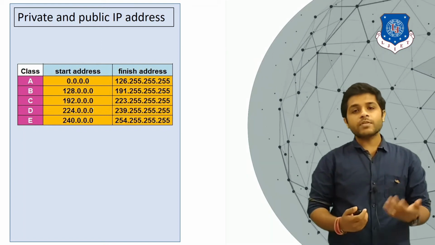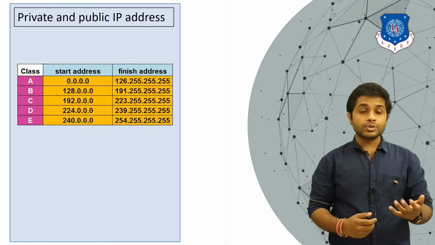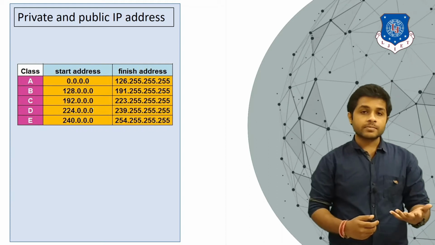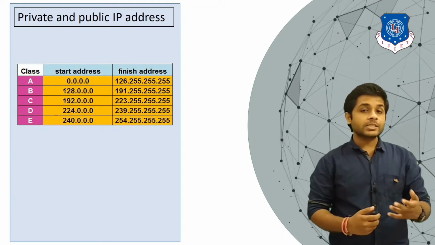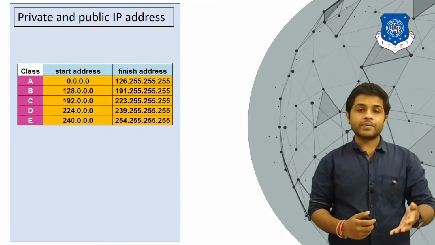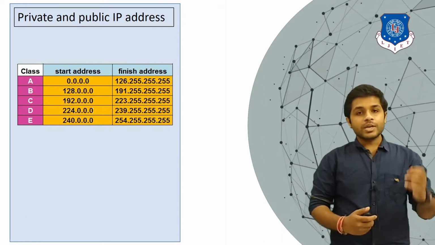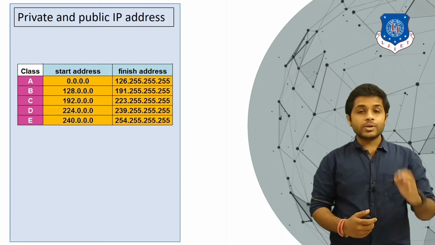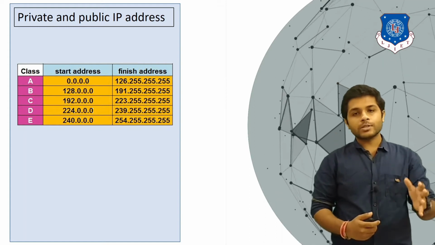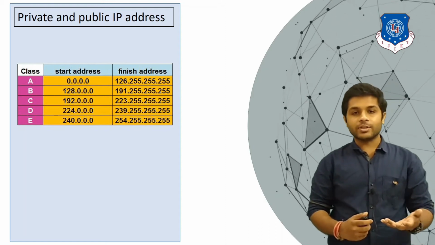Now, what is the meaning of public and private IP address? Public IP addresses are those using which you can access the internet. You can communicate over the internet. When you purchase a plan from your internet service provider, they assign you one public IP address so that you can communicate over the internet. If you have a private IP address, your device cannot communicate over the internet, but it can communicate over the local area network. And to use private IPs, you don't have to pay anything.